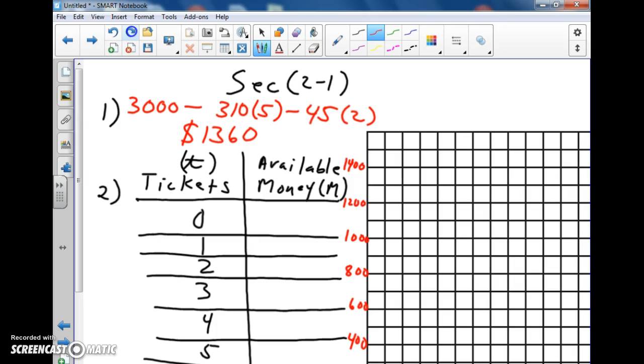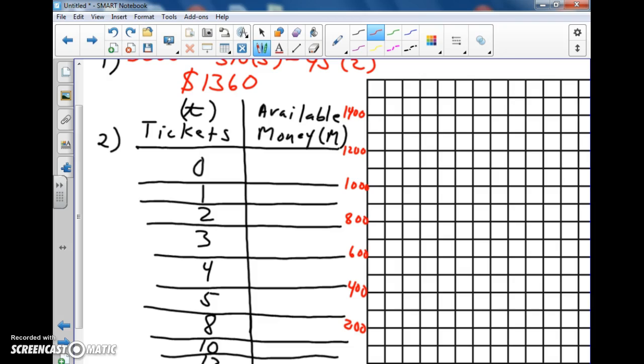Now, he is interested in doing 2 things. So let me ask you this. This is a table of ticket values and how much money he'll have. If he buys no tickets, how much money will he have to spend? $1,360. If he buys 1 ticket, how much? $1,260. And 2 tickets, $1,160. And 3 tickets, $1,060. And 4 tickets, $960. And 5 tickets, $860.